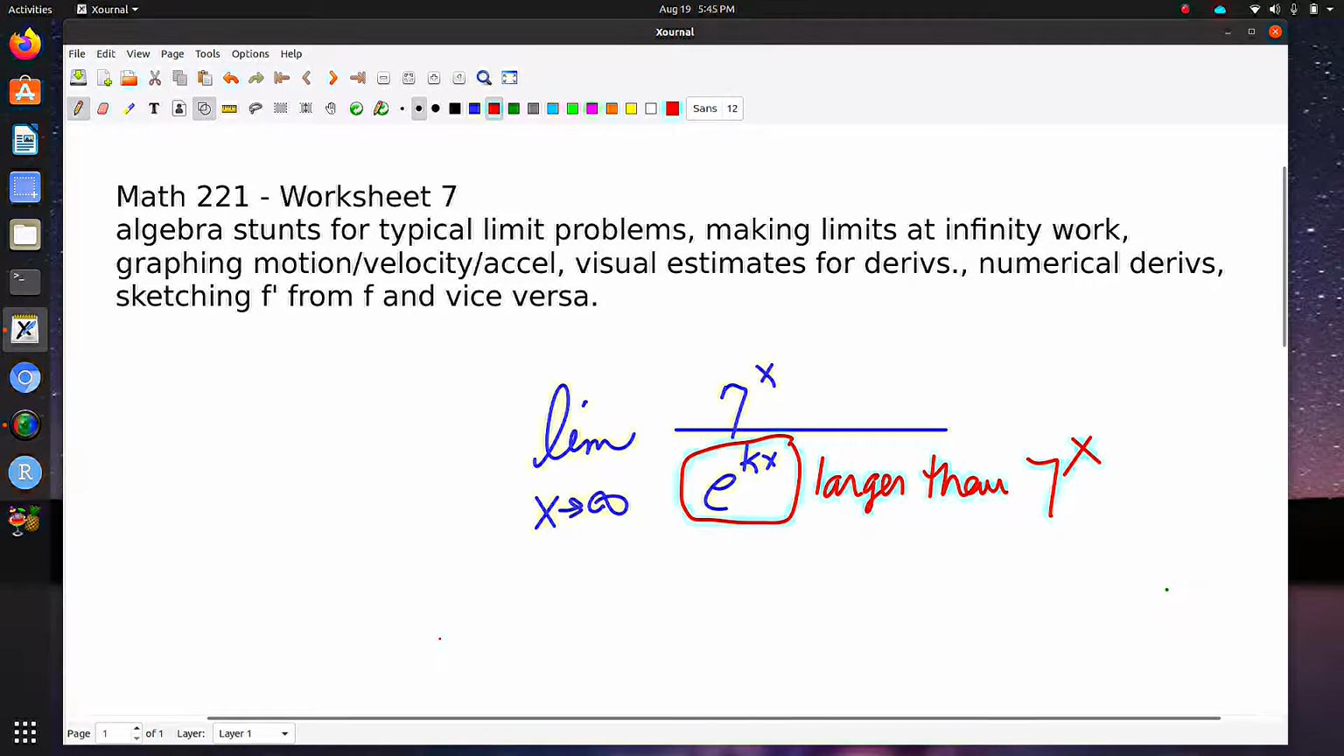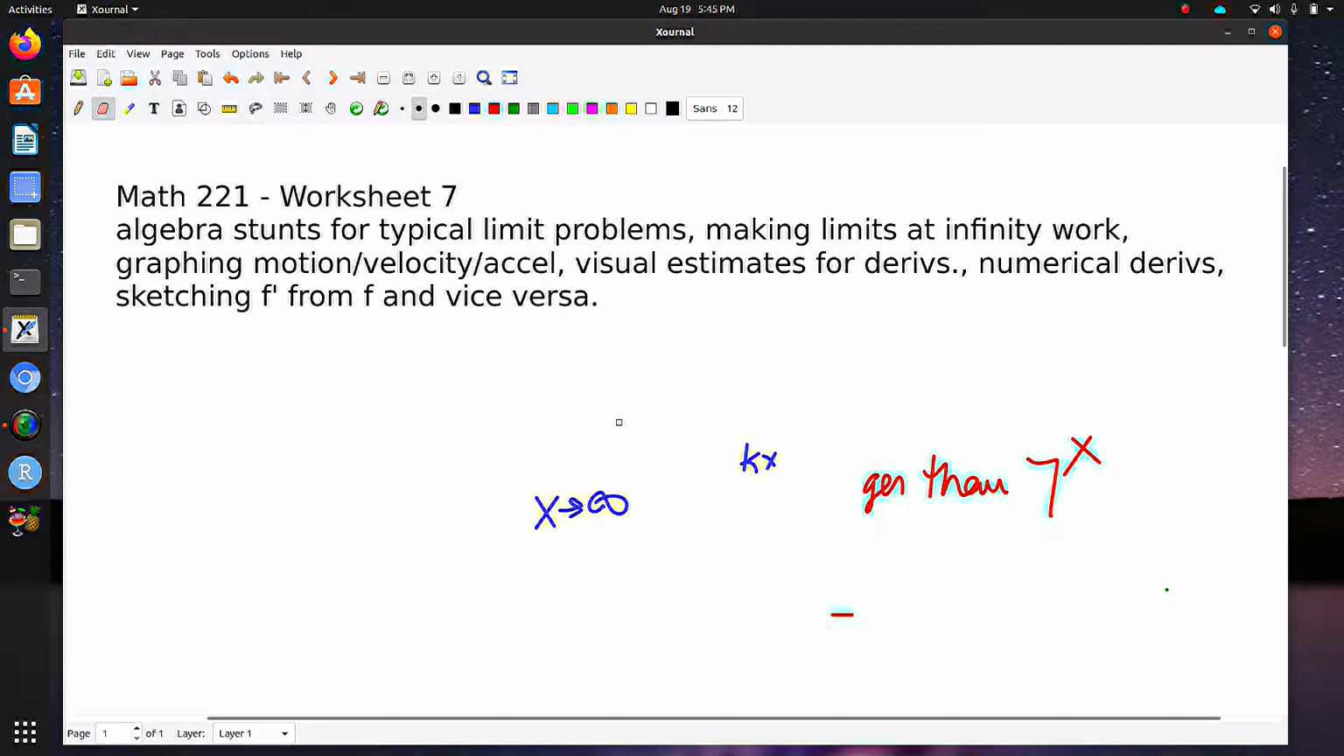You want some balance. So if e to the kx is somehow equivalent to 7 to the x, well, if k is equal to the natural log of 7, we get that, and then the whole thing balances off. It doesn't go to 0, but it also doesn't go to infinity. There's balance, so these things are going to end up canceling each other out. So that's what the problem is asking, if you understand how exponential functions work in that setting.